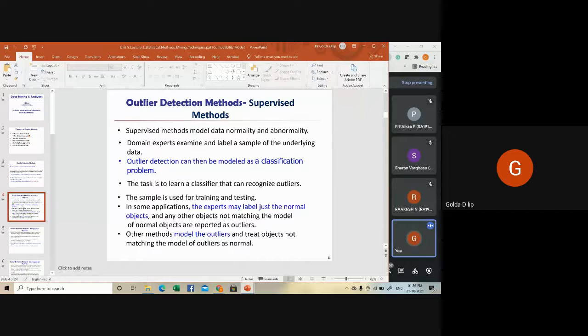The supervised methods will model the data's normality and abnormality. It's all about classification, yes or no. The domain experts will examine and label a sample of the underlying data, so it is modeled as a classification problem. The task is to learn a classifier that can recognize outliers.